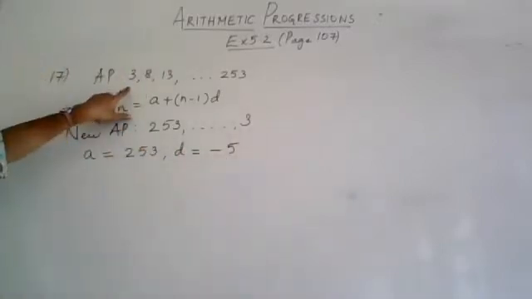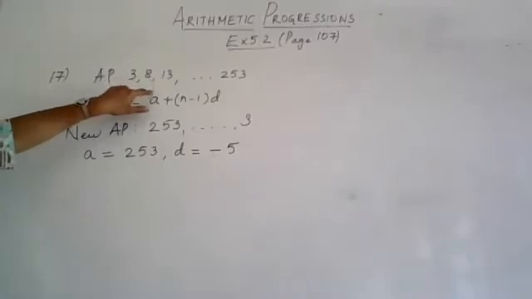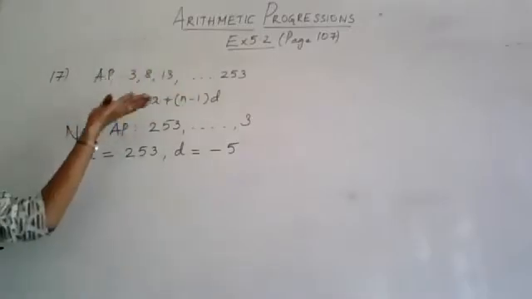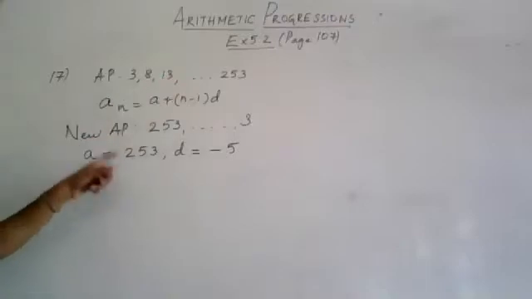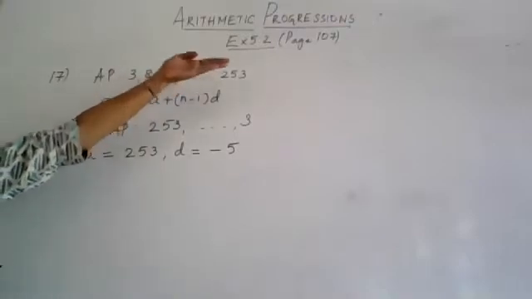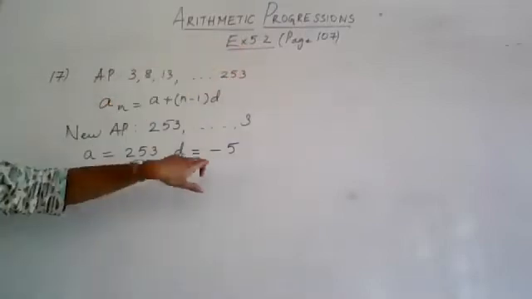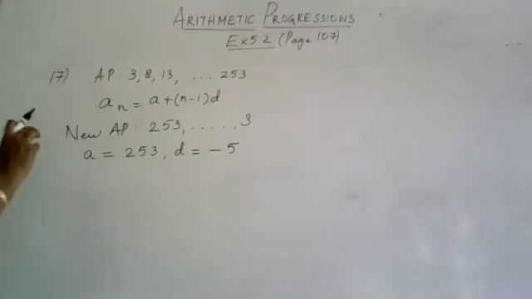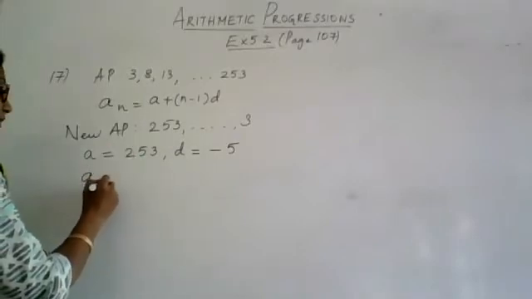In the original AP, the common difference was 5, that is you get the successive term by adding 5 to the previous term. But when you totally reverse the AP, what happens? The last term is 253, the previous term will be 5 less than 253. That is why your d has become negative 5. Now you know your a and d. To calculate the 20th term, you need a_20.